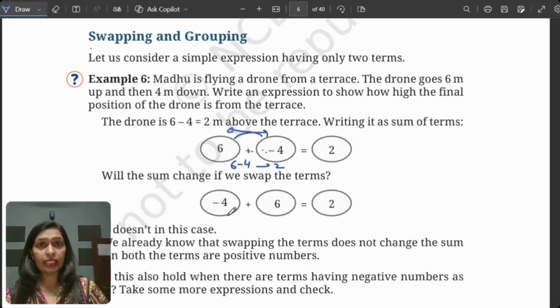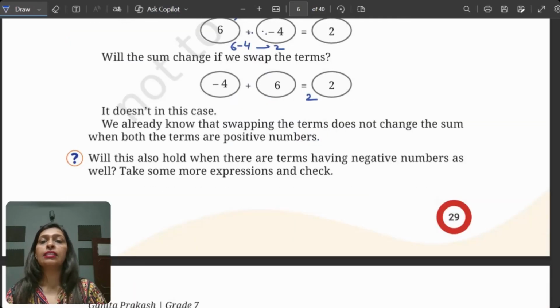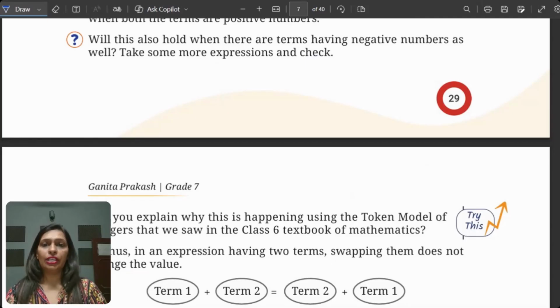And if I check the second one, it is minus 4 plus 6. So we all know that whenever we have a different sign, like one sign of negative, one sign of positive, the value gets subtracted and the sign gets of the bigger number. So 6 minus 4, again 2. So what we can conclude, that by swapping the terms, the answer is not getting changed.